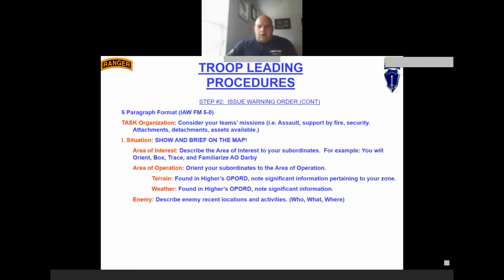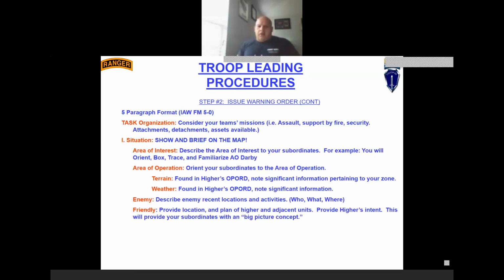So right now, all you're saying is what enemies are out there in the area, and you're just giving the basics that came from higher. Finally, provide locations and show them on the map where you plotted your friendly locations in relation to their location.